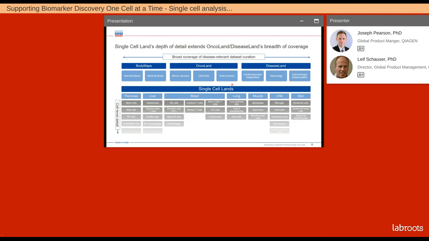Now, most importantly, our curated single cell datasets include detailed manual cell cluster curation with specific cell types from our controlled vocabularies. This enables the user to start by exploring the breadth of disease coverage within DiseaseLand and OncoLand to identify tissues and diseases and experiments expressing genes of interest. Then you can dive deeper into the specific cell types for those tissues within single cell lands to understand exactly which cells express these genes. And this is just a small snapshot of the depth of manual curation of the cell types our curators have identified.